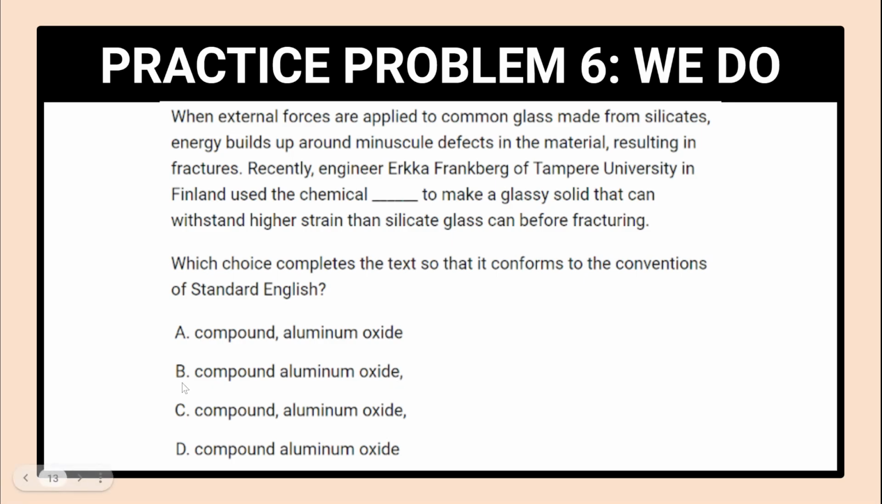B wouldn't be the right answer actually, because we see the comma over here. Recently, Erkka Frankberg of Tampere University in Finland used the chemical compound aluminum oxide, comma, it wouldn't make sense over here. You're just ending it without further explaining it. This part over here is not an independent clause, which is what commas are usually used for. And similarly, A is not the right answer either because of the comma.